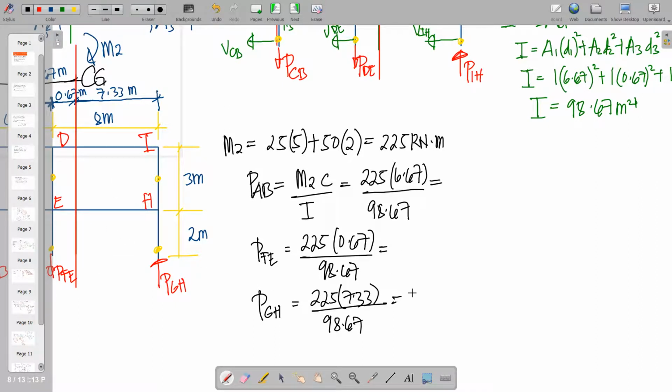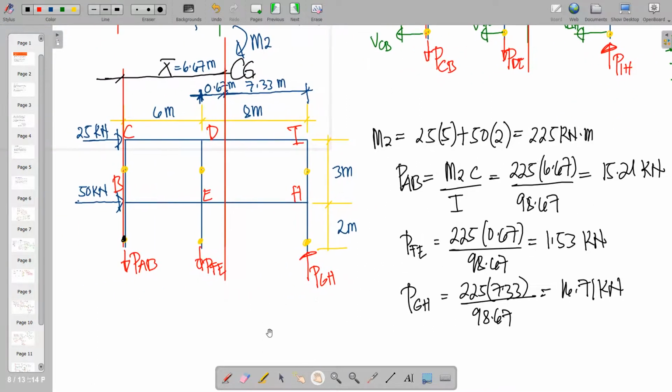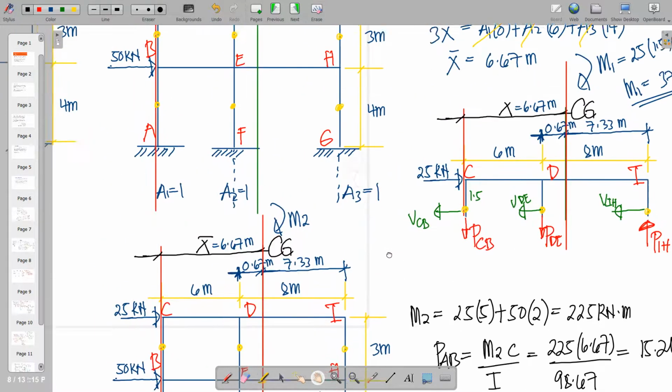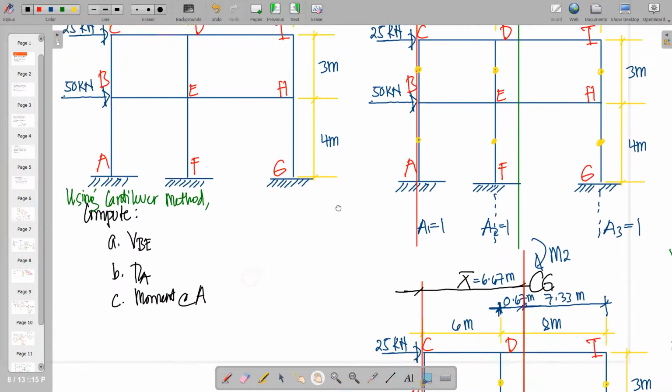So we can compute now. And so we have the following values. Okay, so let's complete this one. This is VAB, VFE, and this must be VGH. Okay, so we have obtained all of the actual forces. Now we proceed to the unknowns.